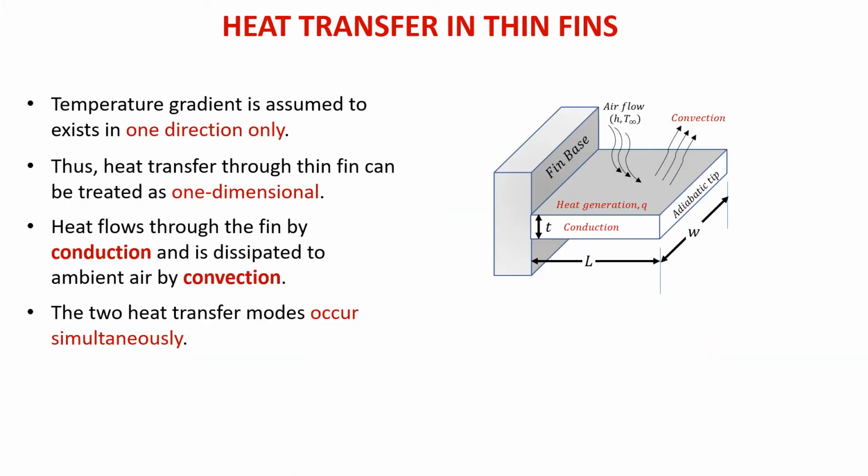To simplify the heat transfer in thin fins, the temperature gradient is assumed to exist in one direction only. Thus, the heat transfer through a thin fin can be treated as one-dimensional. Heat flows through the fin by conduction, as shown in this figure, and is dissipated to the ambient by the convection process. Therefore, in this topic, two heat transfer modes occur simultaneously.